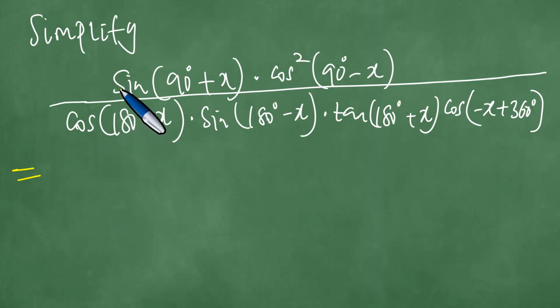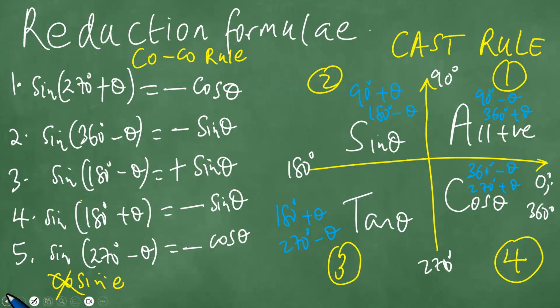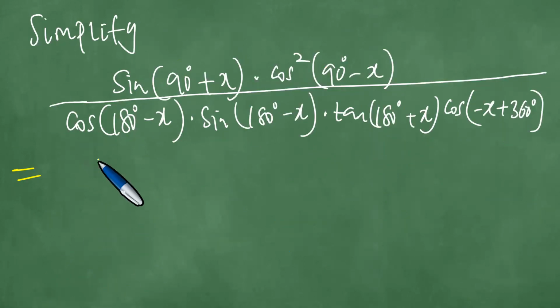So in the end, we can see that 90 plus x is in the second quadrant, where the sine is the only one positive. So the answer is going to be positive. But the co-rule applies, meaning it's going to be positive, but it's going to change to the cosine of x.